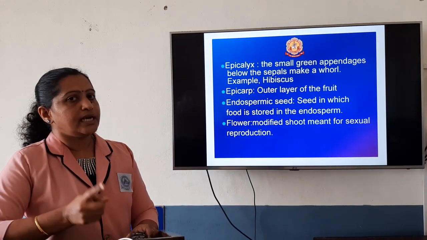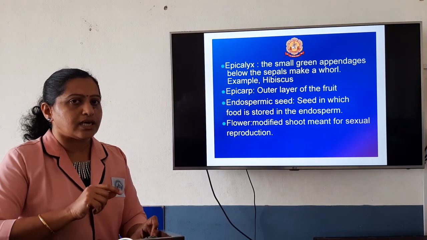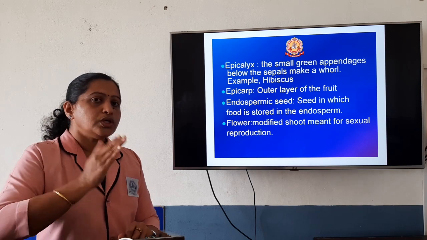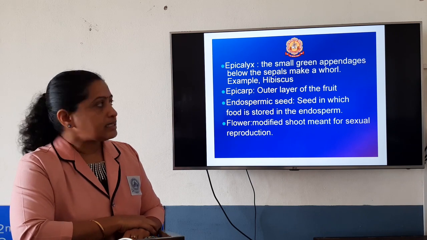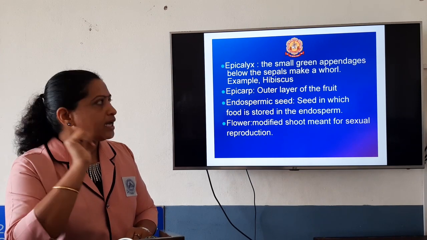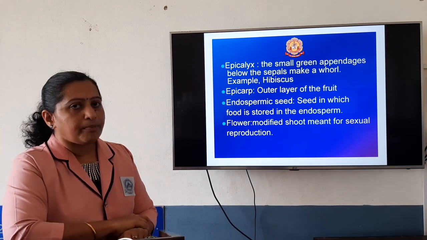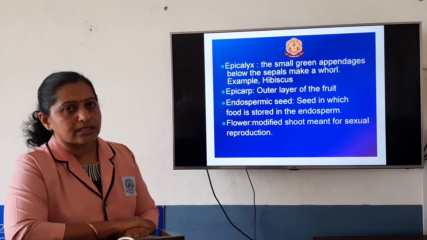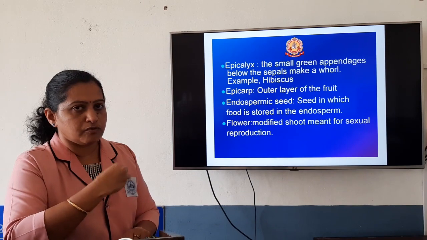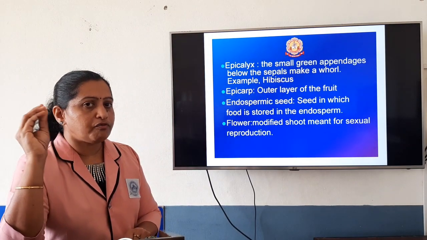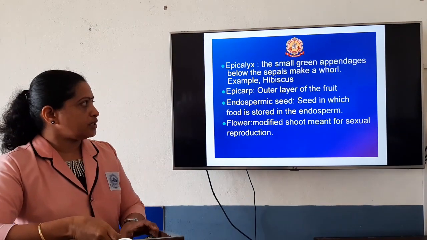Epicalyx. So you have studied about calyx, but you should remember that there are certain flowers where outer to the calyx there will be one more whorl known as epicalyx. So this epicalyx has got small green leaf-like appendages found outer to the sepals. Such kind of epicalyx is seen in hibiscus flowers. So you can just take the hibiscus flowers today and then you can observe various whorls. So hibiscus flower has got 5 whorls: epicalyx, calyx, corolla, androecium as well as gynoecium.